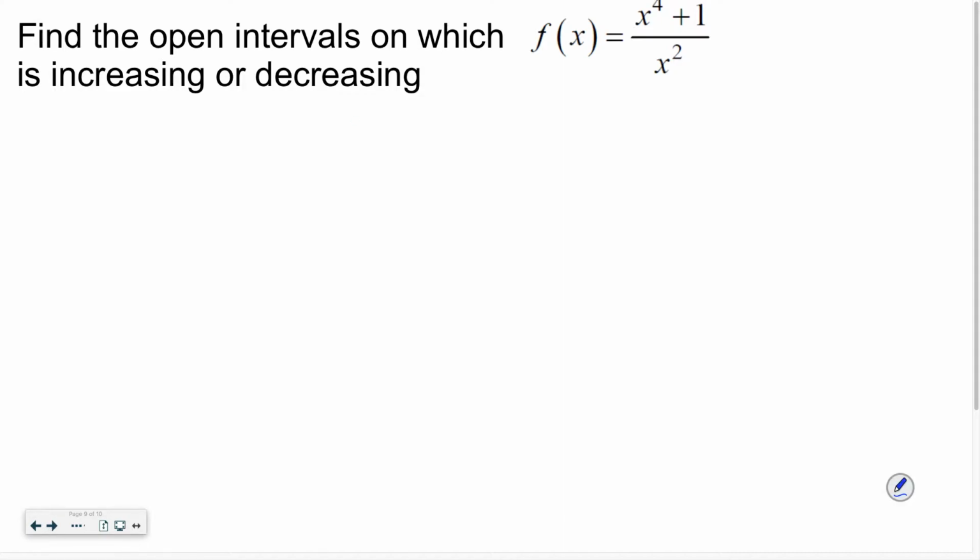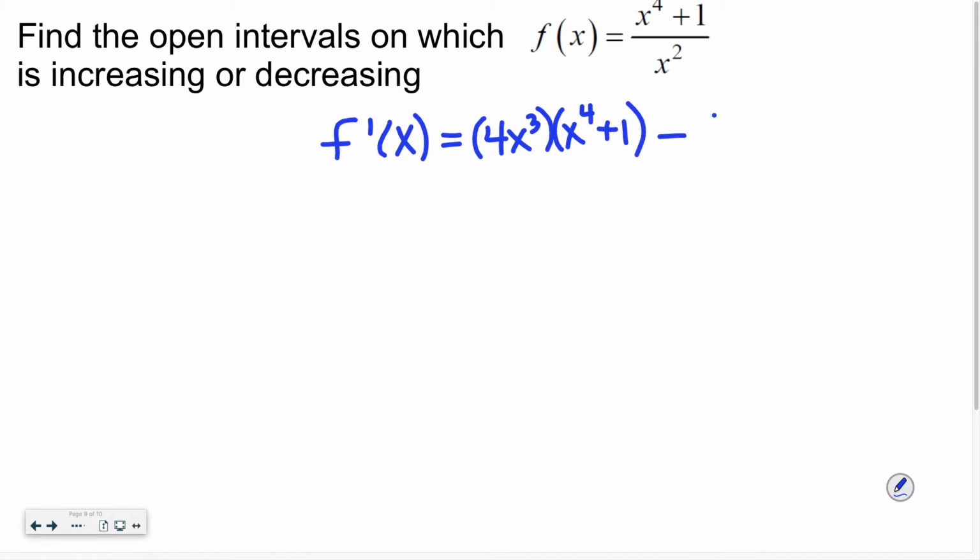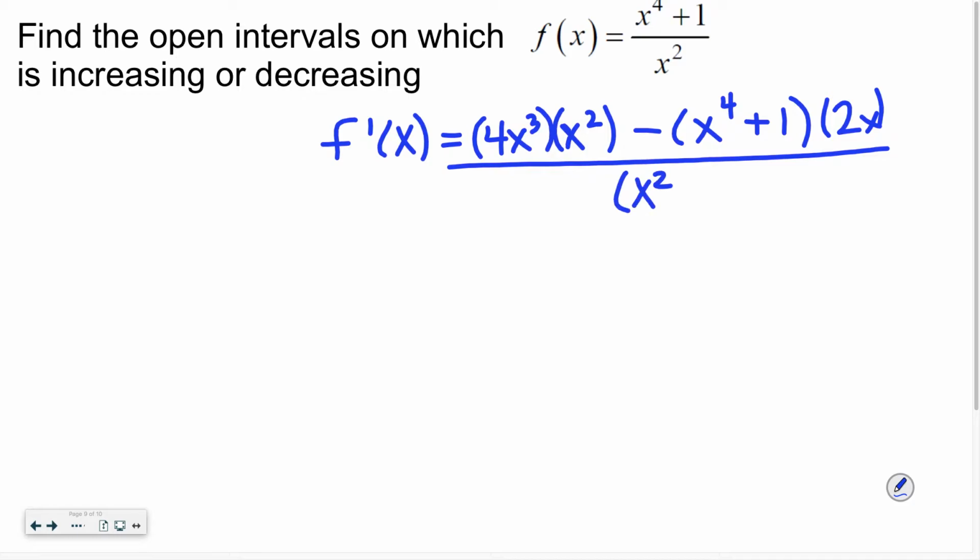All right, now on the test, you see a quotient rule and you're like, man, this is nothing, okay? You guys crush the quotient rule on your test, okay? Some of you have even started doing the quotient rule, all right? We have 4x cubed times x to the 4th plus 1. Sorry. Back up. I got ahead of myself. Times x squared. Minus x to the 4th plus 1 times 2x. All over x squared squared.